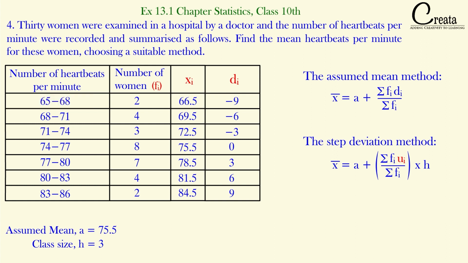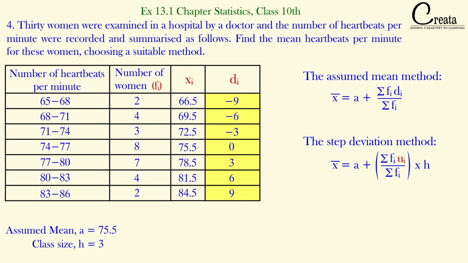We check whether all the values of the deviation can be divided by the class size. That is, is the class size a common factor in the deviations? If yes, we move to the next method, that is the step deviation method. So here, if you observe, we can divide all these values of the deviation by 3. 9 by 3 is 3. All these values we can divide by 3. So we will go with the step deviation method.